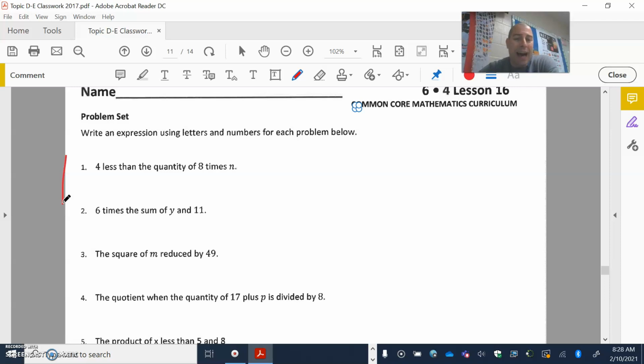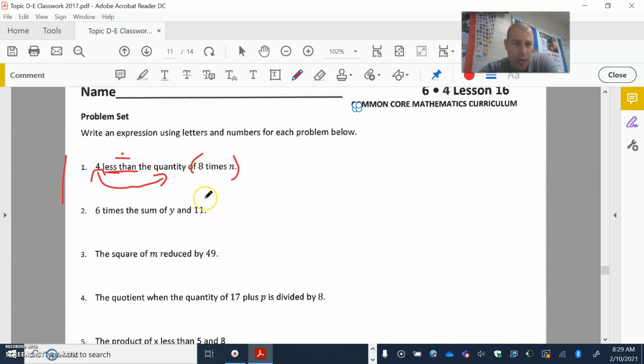All right. A lot of action going on with these problems. So you're going to see me underlining and drawing to give you the visual of what's going on here. When I read the first problem, 4 less than the quantity of 8 times n, I'm focusing on this word less than first of all. Less than means it's going to be a subtraction problem. I also noticed it's going to make me switch the order as well, so I do need to keep that in mind. Quantity tells me it's a group that's coming up, so quantity really means we're going to have some parentheses. And then 8 times n.